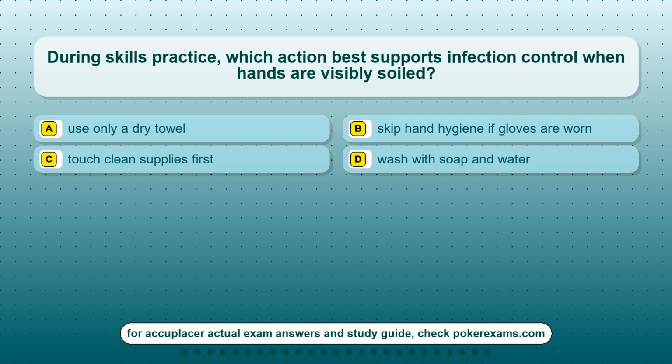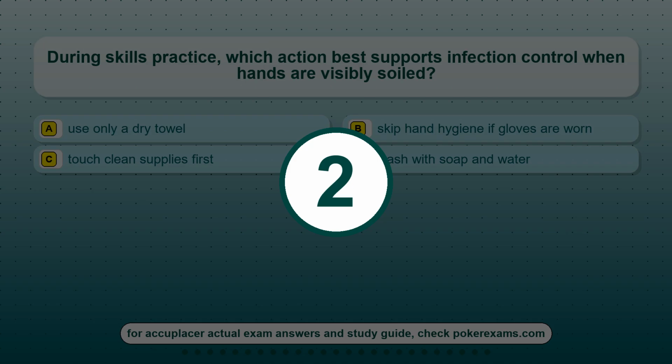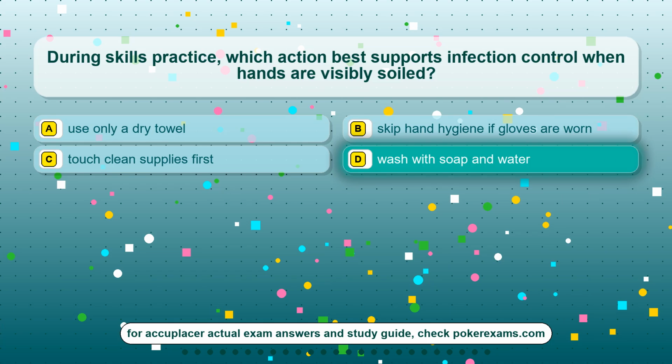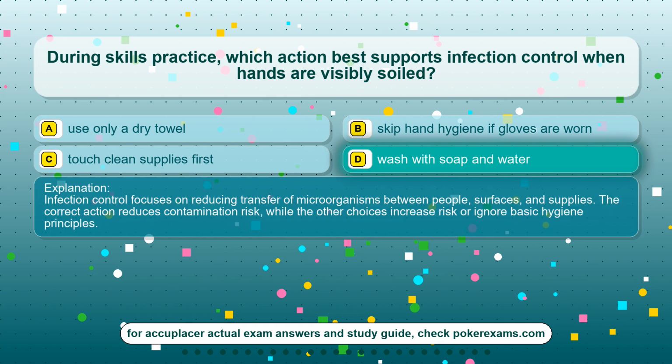Question 11. During skills practice, which action best supports infection control when hands are visibly soiled? Option A, use only a dry towel. Option B, skip hand hygiene if gloves are worn. Option C, touch clean supplies first. Option D, wash with soap and water. The correct answer is option D, wash with soap and water. Infection control focuses on reducing transfer of microorganisms between people, surfaces, and supplies. The correct action reduces contamination risk, while the other choices increase risk or ignore basic hygiene principles.